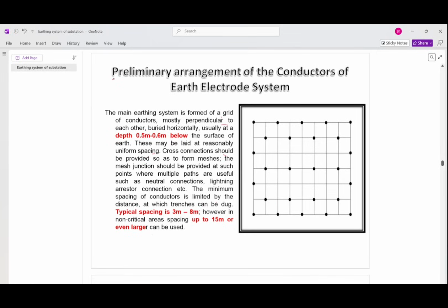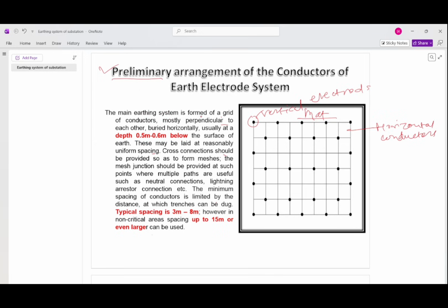Now we will discuss the preliminary arrangement of the conductors of the earth electrode system. Here this earth mat is provided, and these are the vertical electrodes, and these are the horizontal conductors.